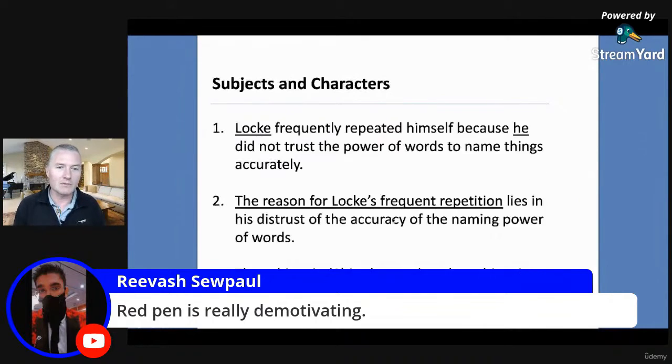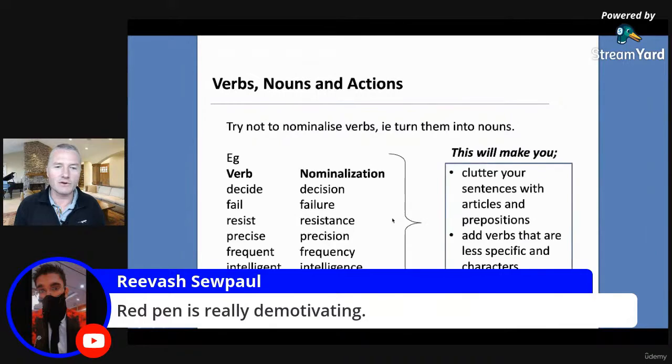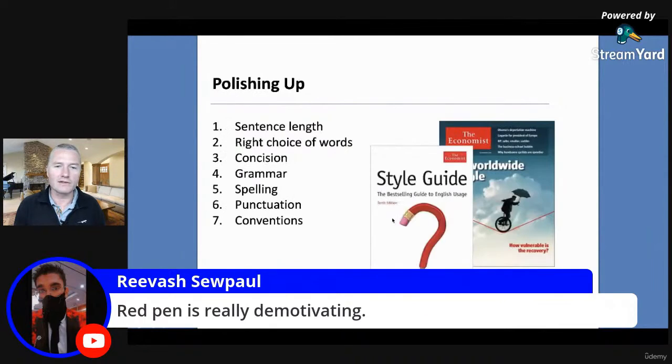Red pen is really demotivating. So yeah, I absolutely agree with you. And there are a couple of good books out there that'll help you. So just, other sources that you can go and look at to help polish up and sort of finalize your writing to give it that clarity and meaning before you hand it in.